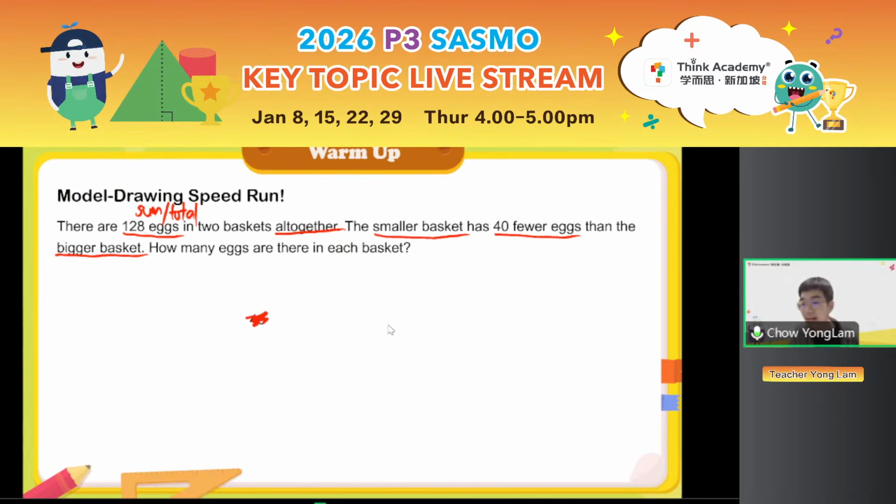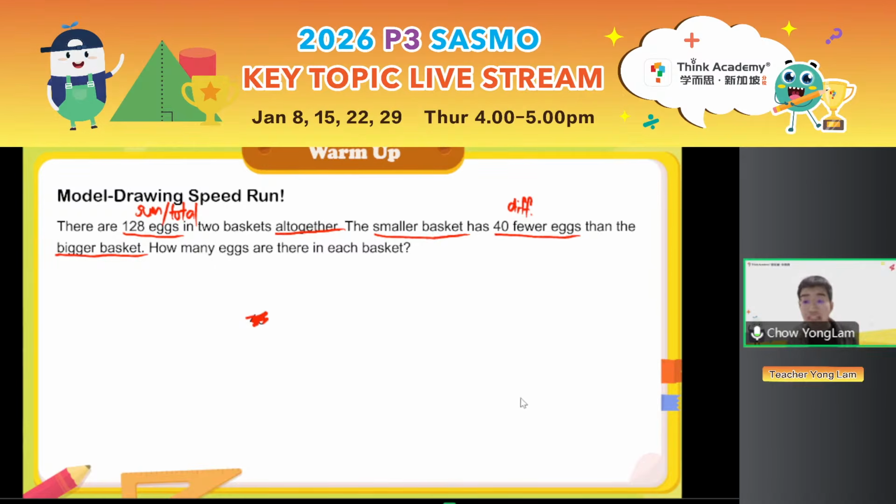And then we also have the smaller basket has 40 fewer eggs compared to the bigger basket. Whenever you see a number more or a number less, a number fewer, this number 40 here, for example, it refers to the difference of the 2 items. So actually, we are talking about a sum and difference problem here.